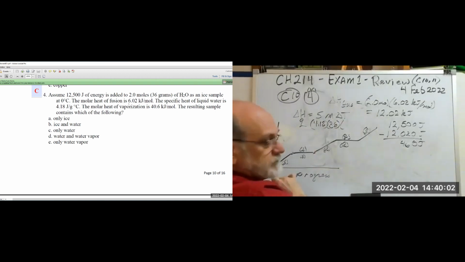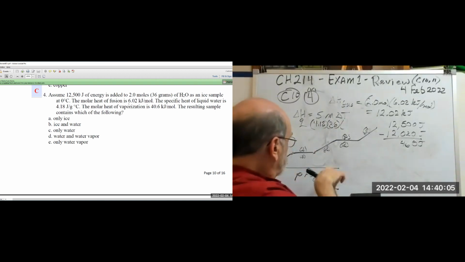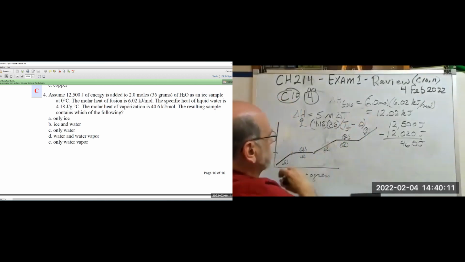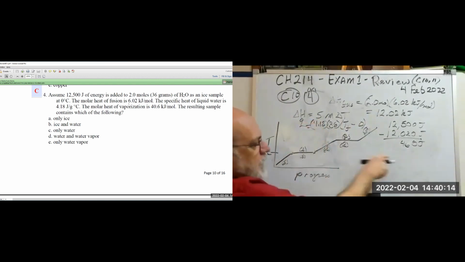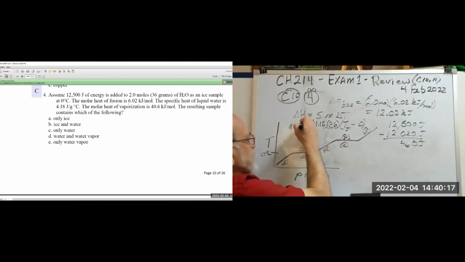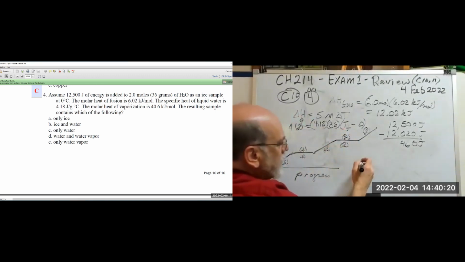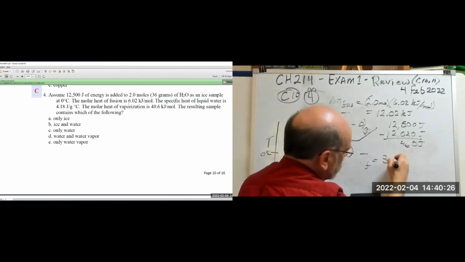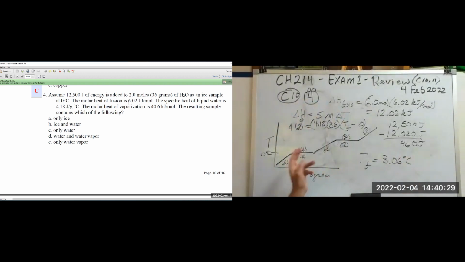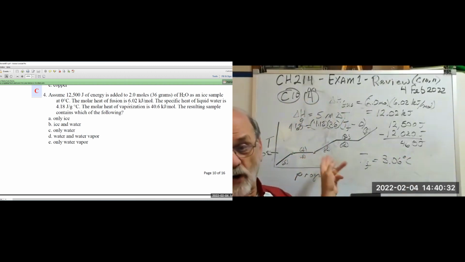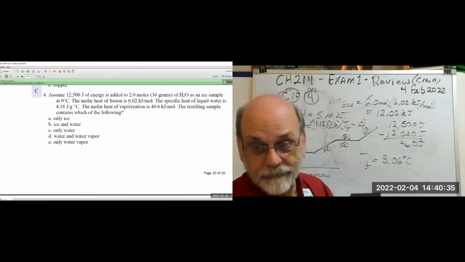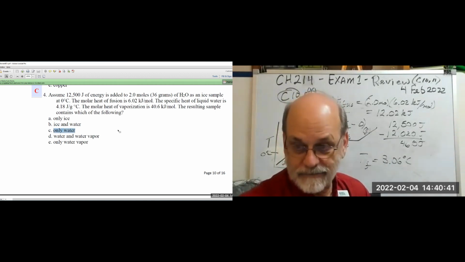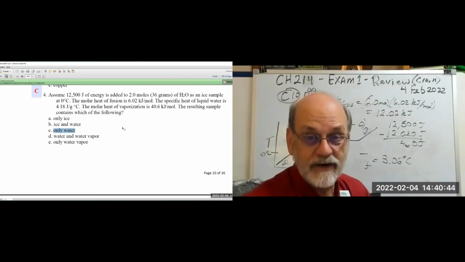What's the change in temperature? Well, we know the starting temperature is 0, and the ending temperature is something. So this is going to be equal to how much energy we have left, 460. If we solve for that final temperature and do all that math, the final temperature is 3.06 degrees C. We're still liquid. Liquid only. That's why the answer is C. We haven't put in enough energy to go any higher.